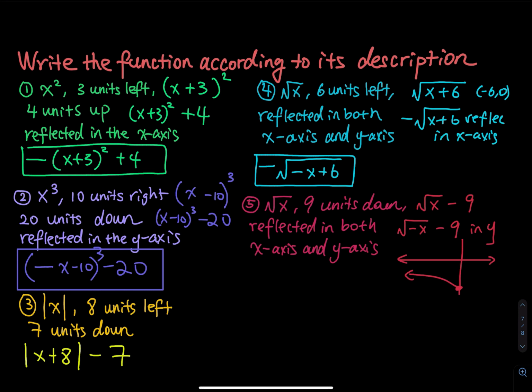And then how about reflection in x? For reflection in x, it looks like the only option we can do is put a minus in front of the square root, right? So if you do this, negative square root of negative x minus 9, is this correct? I'm asking you a question, is this correct?